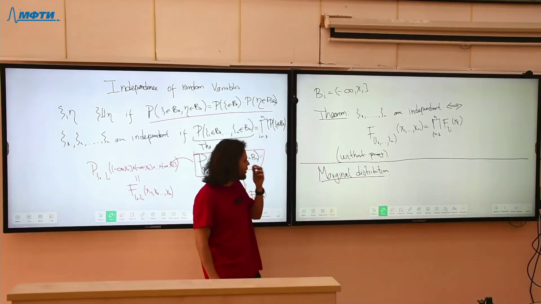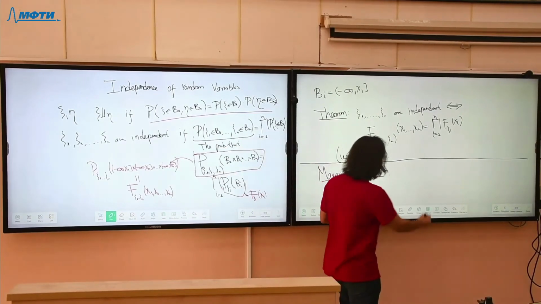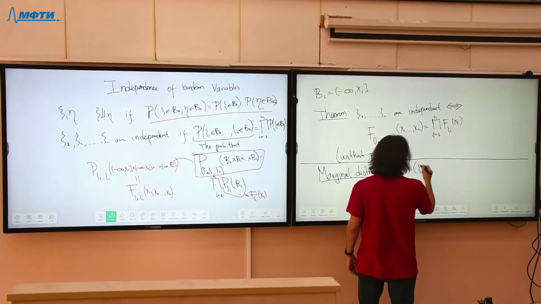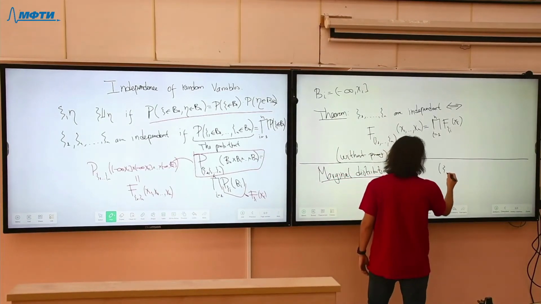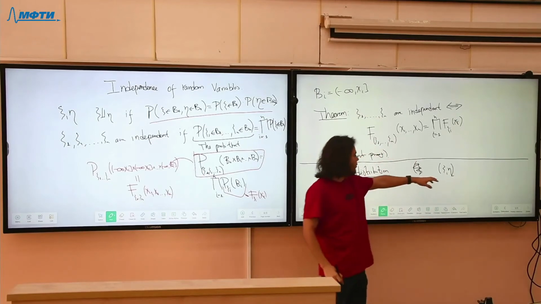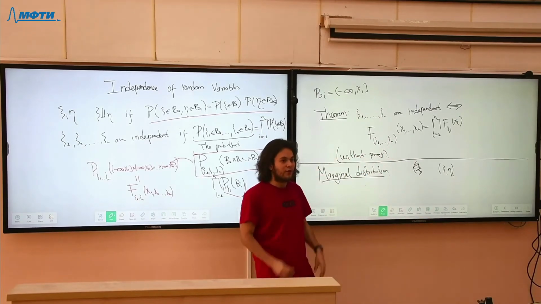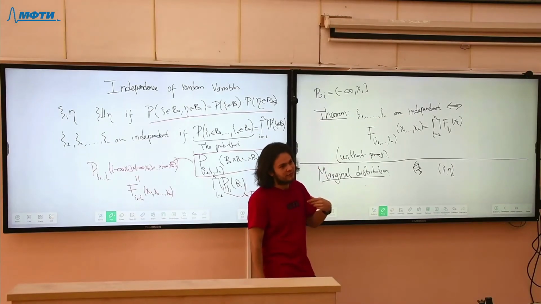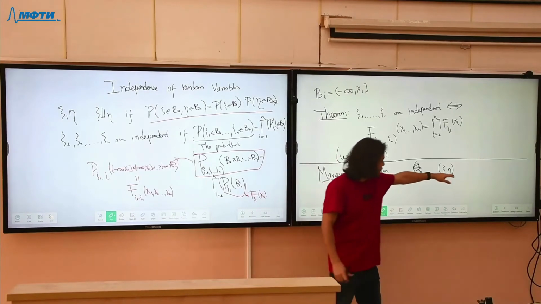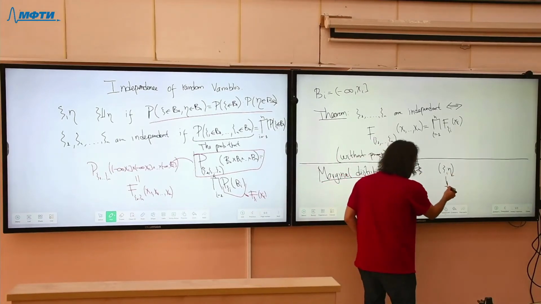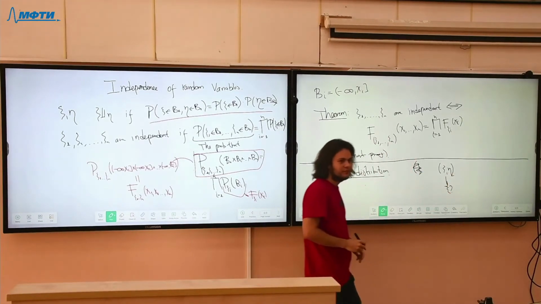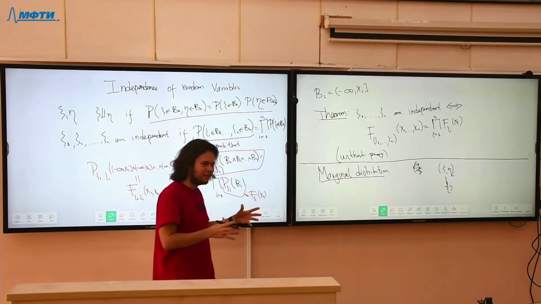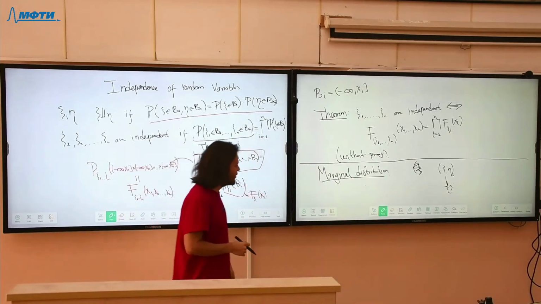So if we are given some vector, psi eta, and we know the CDF of psi eta, how do we know the CDF of psi? So if we know the distribution of this vector, how can we know the distribution of psi? Is the idea not clear? Okay.